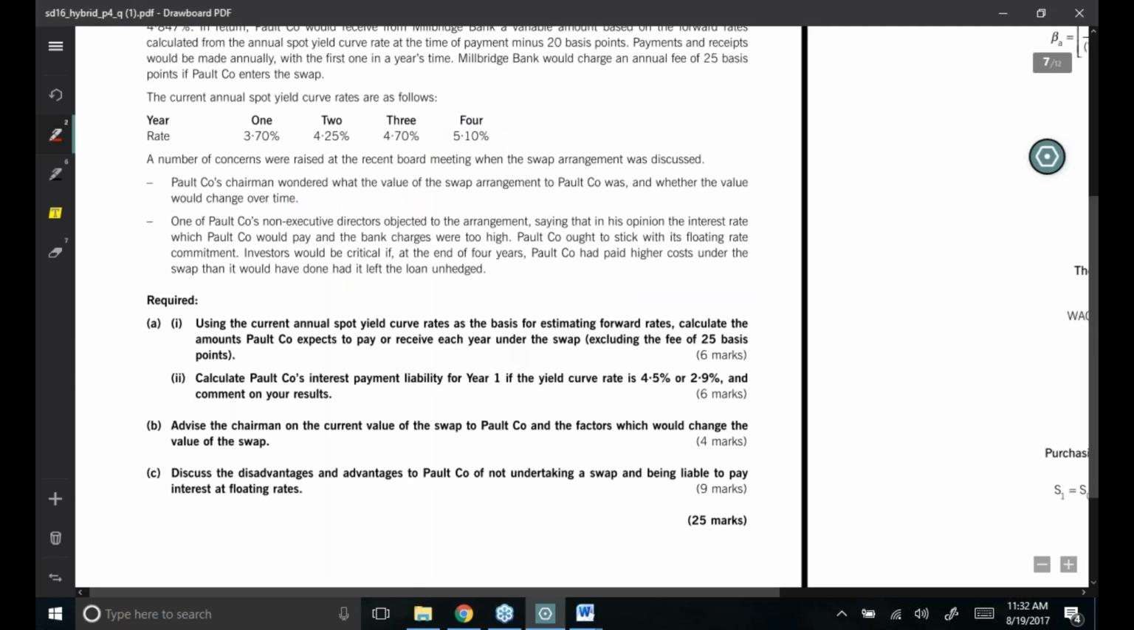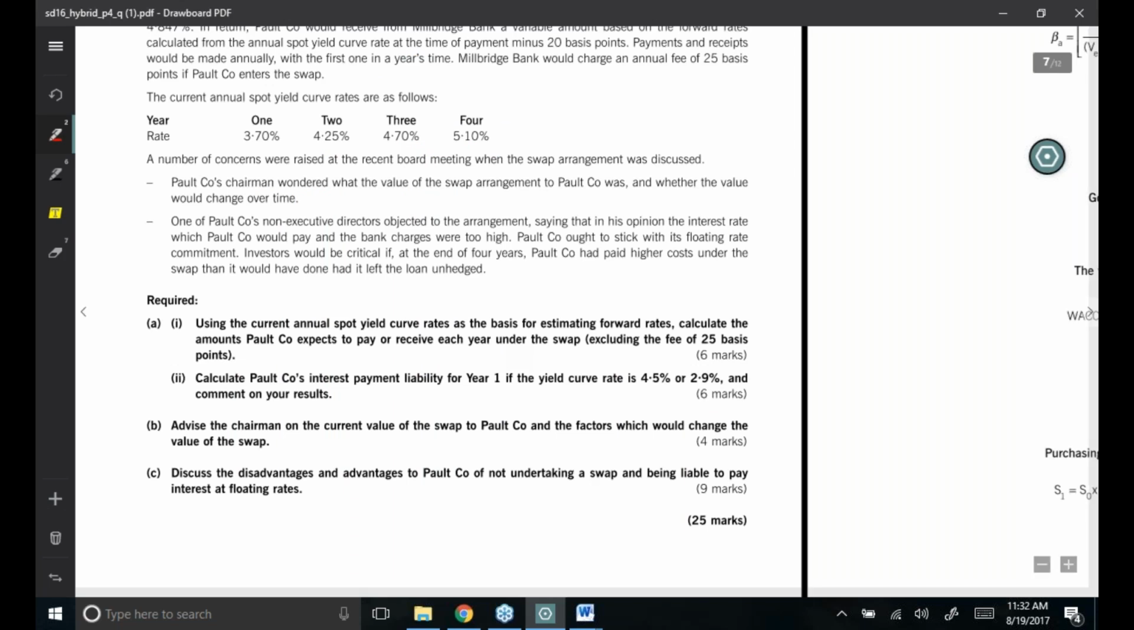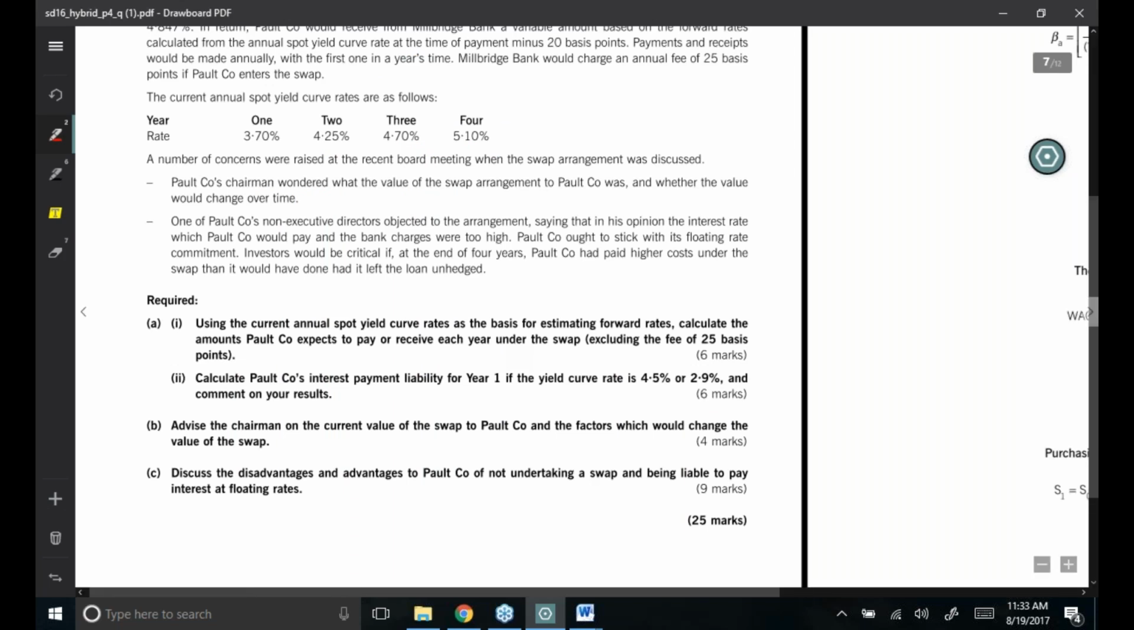This is question number 4. Using the current annual spot yield curve rates as a basis for estimated forward rates, so you need to calculate forward rates with the help of the spot yield curve rates. Calculate the amount the company expects to pay or receive each year under the swap agreement, and you will exclude the fee of 25 basis points.